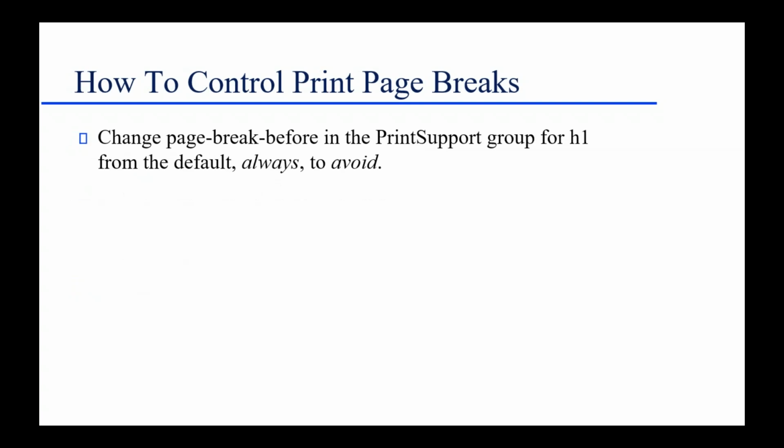The reason we're getting this page break is that if you look in the Stylesheet Editor, in this case for the H1 style, there's a functional group called the Print Support Group. And one of the properties there is the page break before property. This is set by default to always, which means always throw in a page break before a head 1, which means you're getting all this white space. What you do is you simply change the default from always to avoid. And now there's no page break before a head 1.